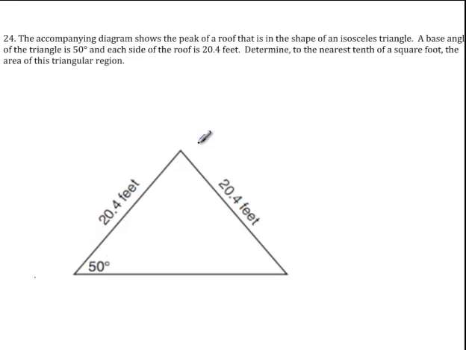Alright, before I even read the problem, I'm looking at this picture, and the first thing I realize is that these two sides are the same, so that means these two base angles have to be the same. And then I know that in a triangle there's 180 degrees, so 50, 50, this has to be 80. Now I'm going to go and read and see what this problem's all about. In the accompanying diagram, we got a roof, it's the shape of an isosceles triangle, base angle of 50, each side is 20.4, determine to the nearest tenth of a square foot the area of this triangle.